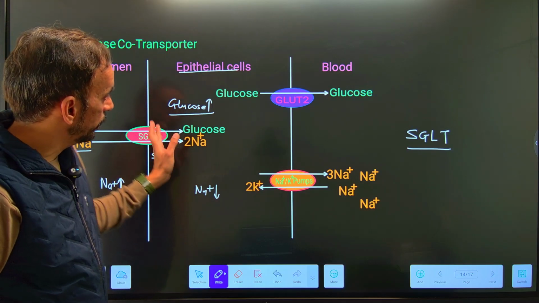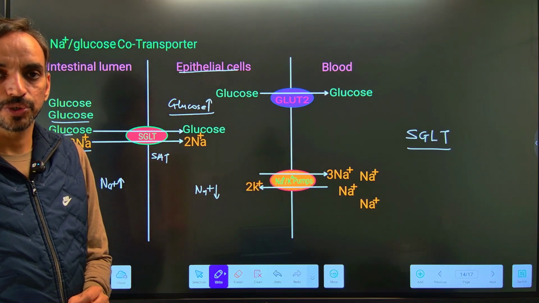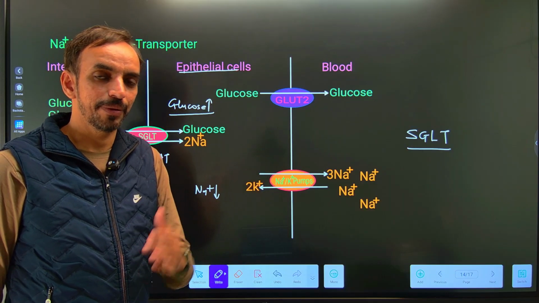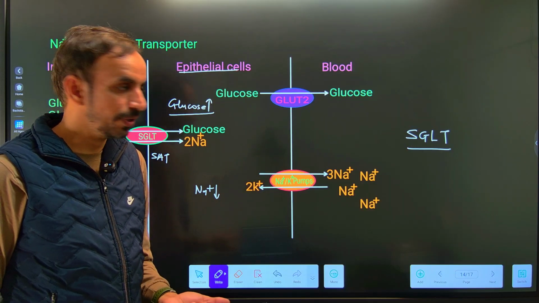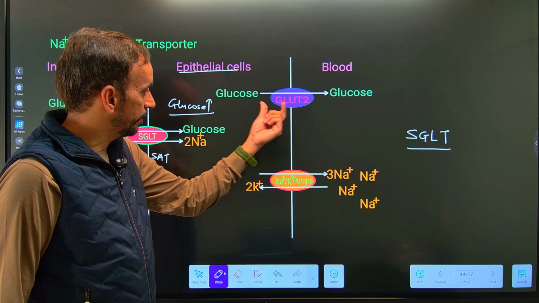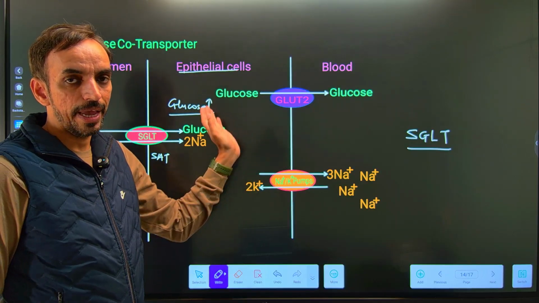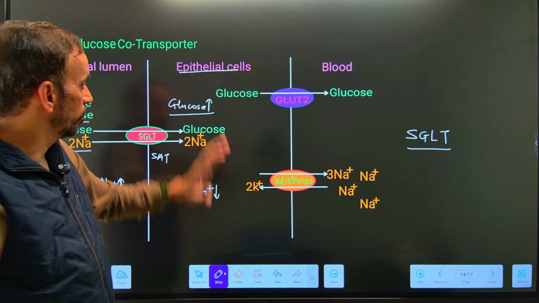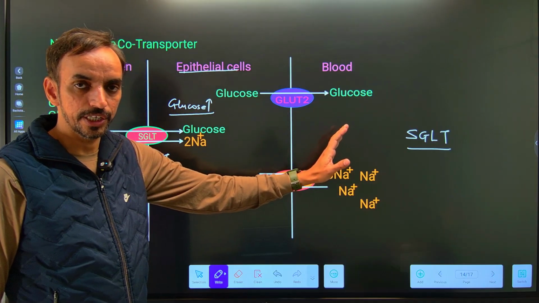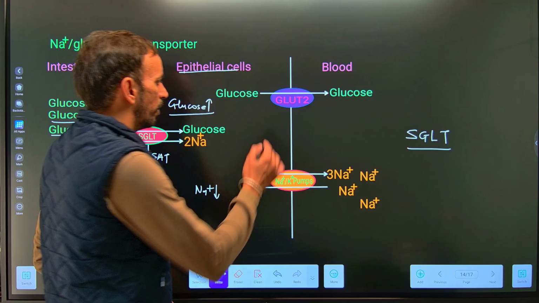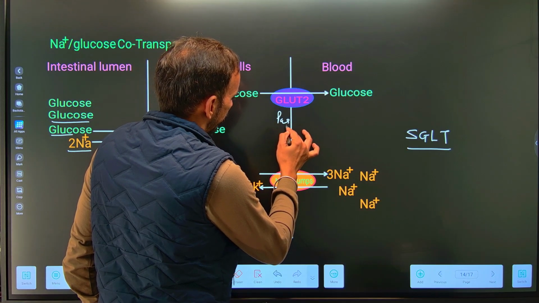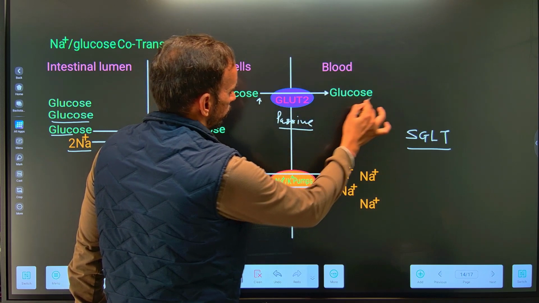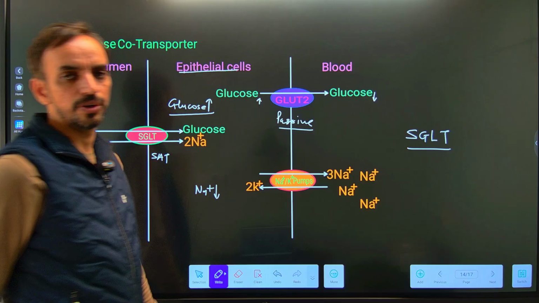Now to transport this glucose from epithelial cells to the blood, we are having the GLUT2 transporters, जिसके बारे में अपन पहले ही बात कर चुके हैं. It is a carrier protein which transports the glucose from epithelial cell to the blood by making a conformational change. So glucose को यहाँ से लेगा, यहाँ ट्रांसपोर्ट कर देगा. That movement is always a passive movement, that is from higher concentration of glucose towards a lower concentration of glucose.